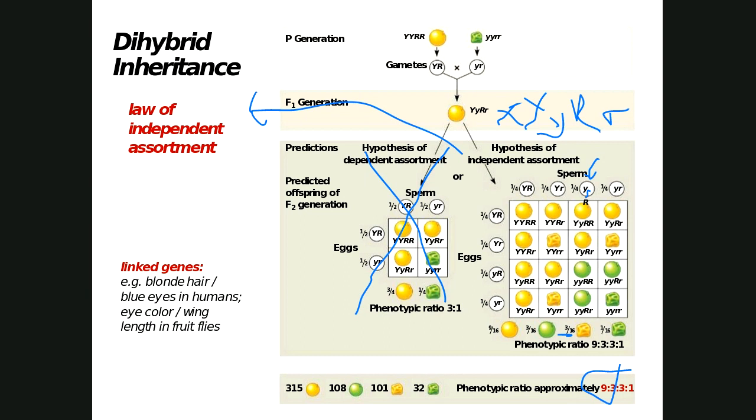Now, you can also do a dihybrid test cross, but it's basically just two monohybrid test crosses. So, practice doing a dihybrid test cross. Take something like this.